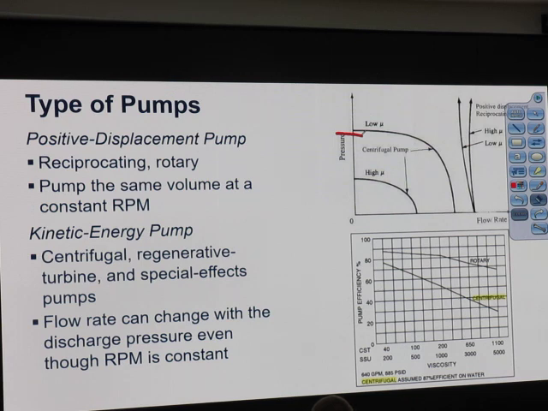Okay? What do we do with the pump curve? Number one, we estimate the pressure drop in the pipe. When you know the pressure drop in the pipe, let's say you want to flow at 50 gallons per minute, you calculate it. Later we will learn how to do that. We calculate and find out the pressure drop in the pipe at 50 gallons per minute. When you find that pressure drop, you look at the pump curve.